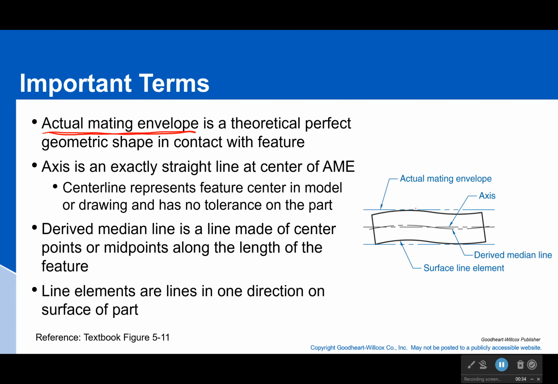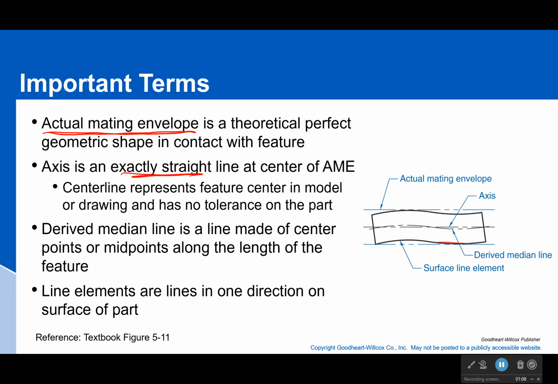In this case, we have something that has perfect form, still perfectly cylindrical for a cylinder going through it. However, it is the exact size necessary to let this piece push through that hole. So it perfectly taps the top, it's tangent to the top, and it's also tangent to the bottom. Okay, axis is an exactly straight line at the center of our actual mating envelope. So it's the axis of our actual mating envelope.